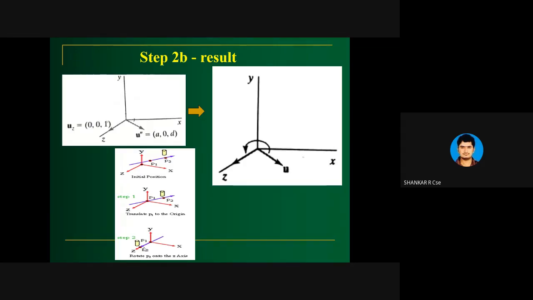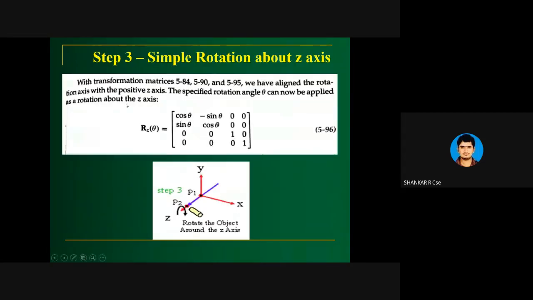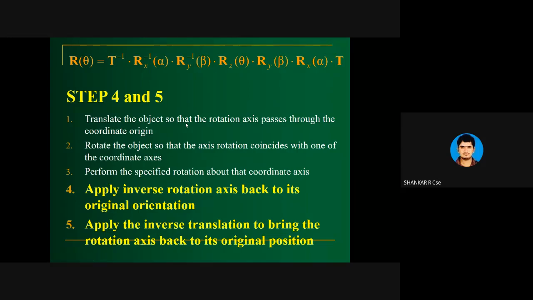So 2b is done. Step 3 is what? We have an object here, you need to rotate it on the z axis. So the normal equation here, the z axis formula, the matrix, we know. So just apply this one. This theta he will give you. So in the question, he will give you: rotate an object with respect to the z axis, the arbitrary axis is not parallel to the z axis, and rotate it via 90 degrees. So the theta will be given. So apply this matrix.